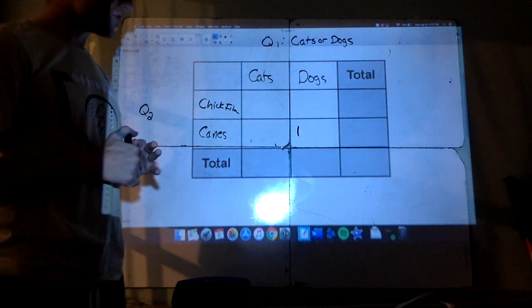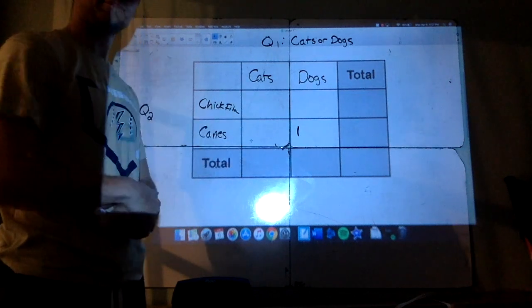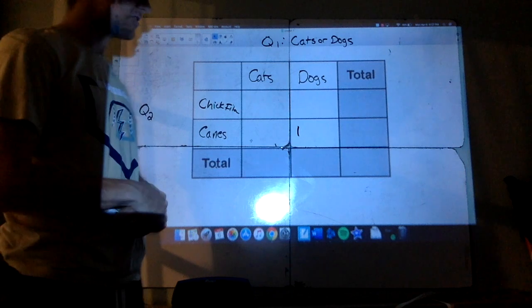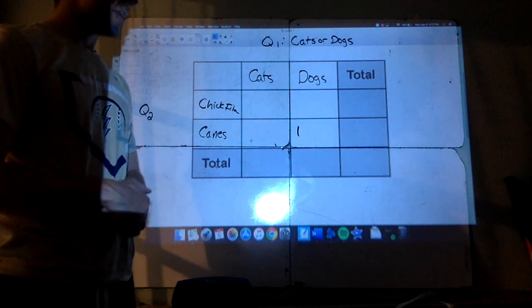So you're going to collect your data, you're going to complete this table, and then you need to make 3 observations about your data. That's your homework, so you're going to do that, upload a picture of your final result, and that's it for this lesson this week.